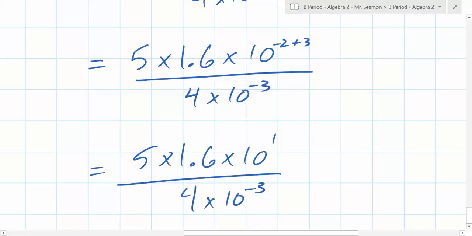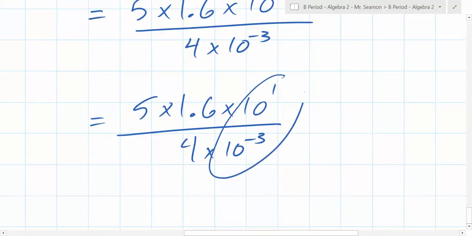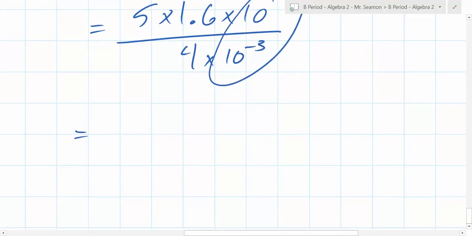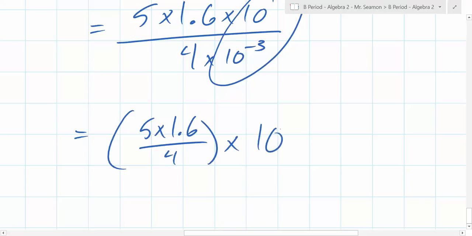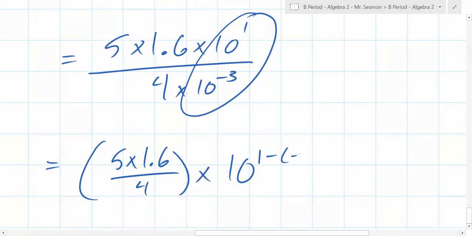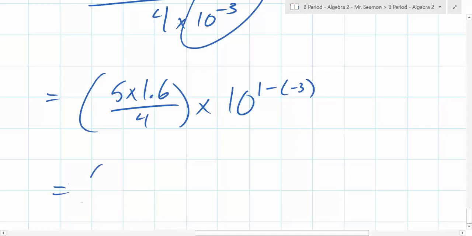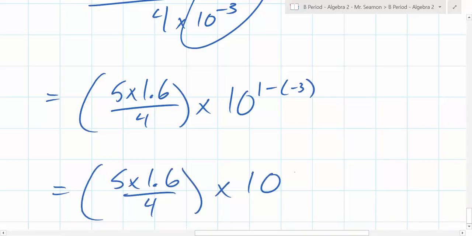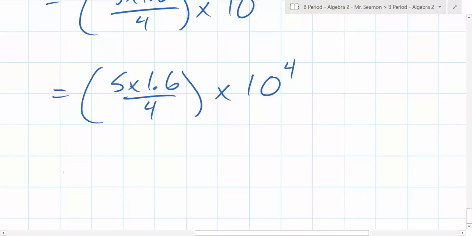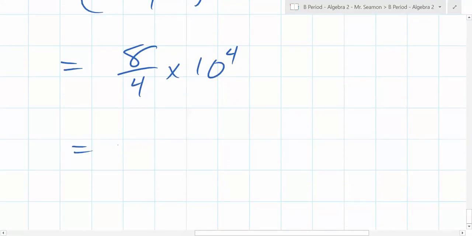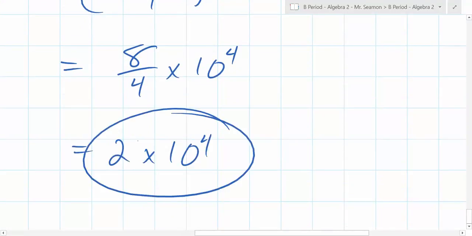Now what can I work on? So what do you have? 5 times 1.6 over 4 times 10 to the 1 minus negative 3, which is 10 to the what? 10 to the 4th. So what is that going to be? Well, you need to do this out. What's 5 times 1.6? 8 over 4 times 10 to the 4th. So what's that going to be? 2 times 10 to the 4th. Done.